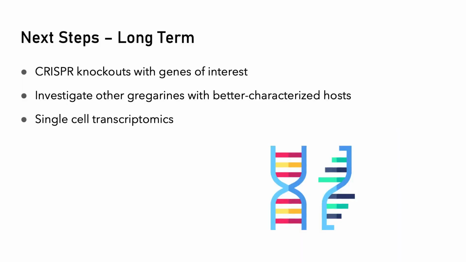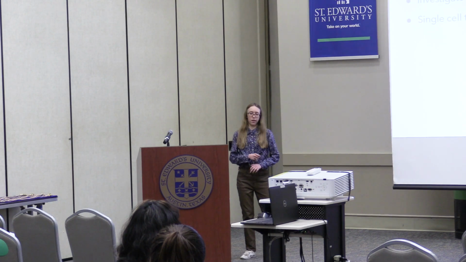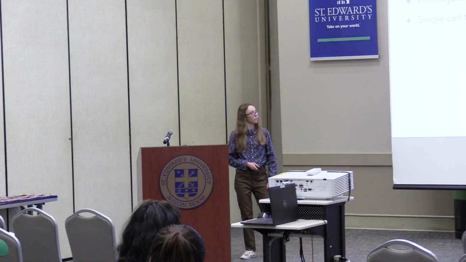And then in the long term, when we narrow down those genes a bit more and know which ones we're really interested in, we want to do some CRISPR knockouts where those genes are knocked out in the parasite, and we can see what the effect is when they are missing, so we can better guess what they're doing.